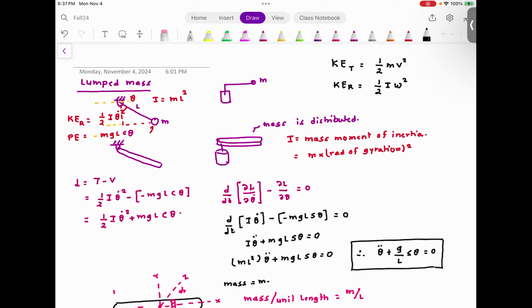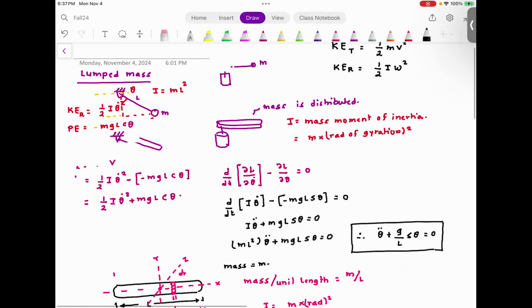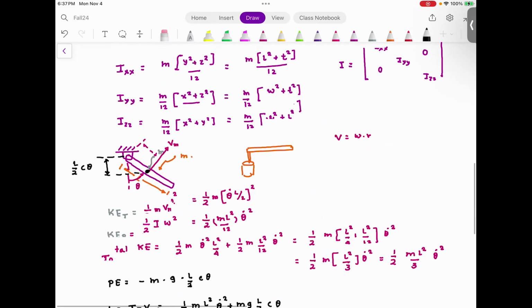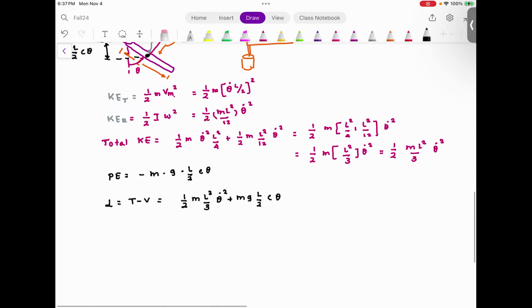So in real robots, what's going to happen is you are going to have the system where the mass is distributed. And at that time, you have to use this type of analysis to solve the problem. Now I'm going to work out a problem, and then I will show you. You can go to MATLAB and then you can solve the problem.